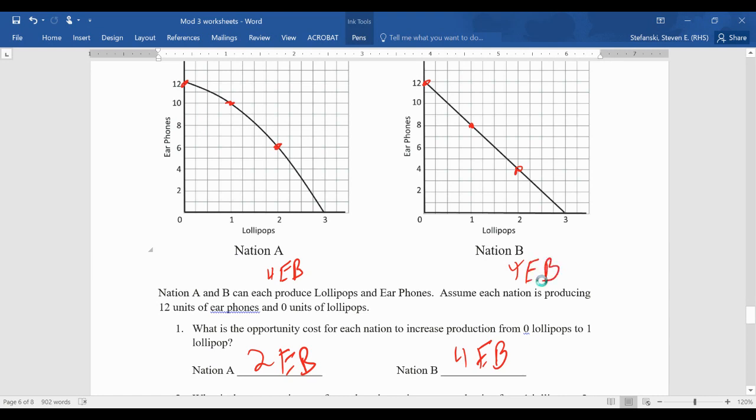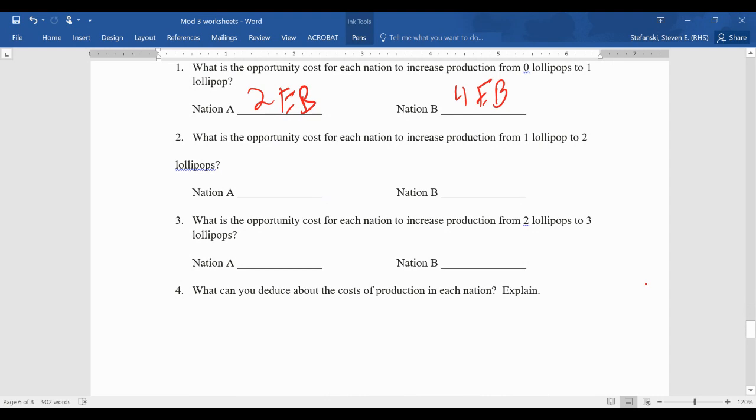Then question 3 says going from 2 to 3. So we're here and we're here. For nation A, that would be 6 earbuds, and for nation B, it would be 4 earbuds. So that would have been the answers for down here. It was 4 earbuds here, 4 earbuds here. You always want to label what they are. 6 earbuds here and 4 earbuds here.